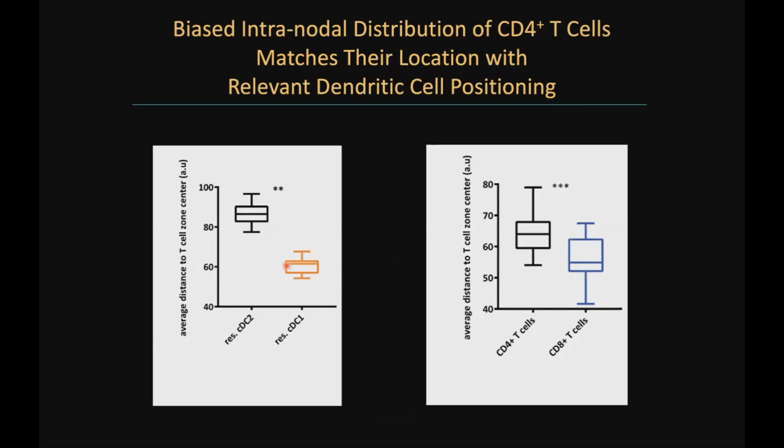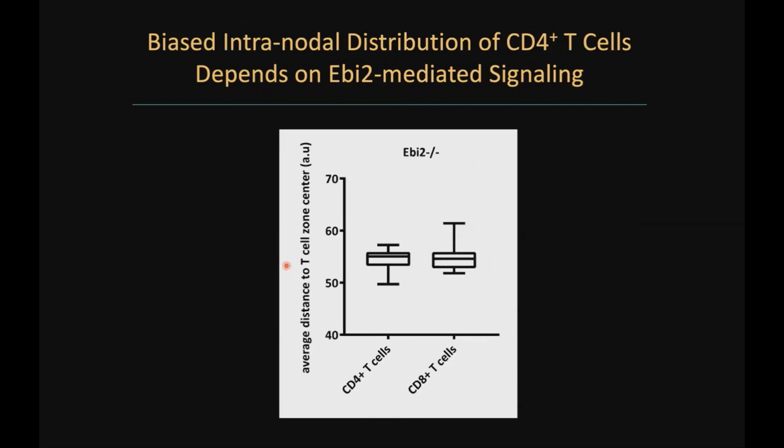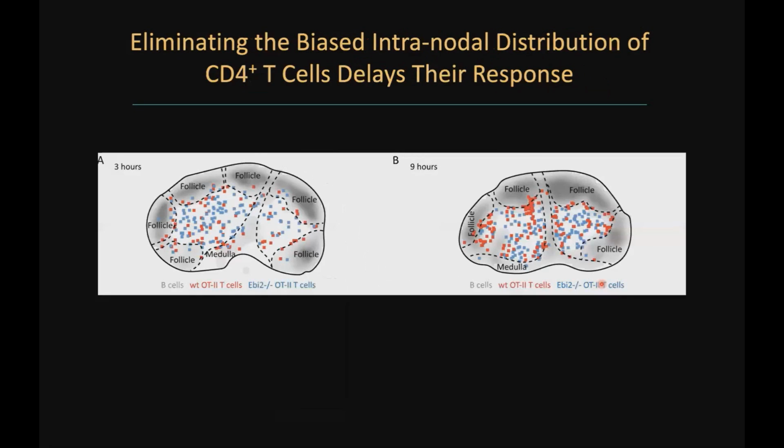I'm not going to go through all the data since this is public, but what we were able to show is that the oxysterol receptor EBI2 is what controls the peripheral positioning of the CD4 naive T cells. And if that is eliminated in a knockout animal, now there's no bias in the distribution of the CD4 and the CD8 cells. And that has a very dramatic impact on cell-mediated immunity.